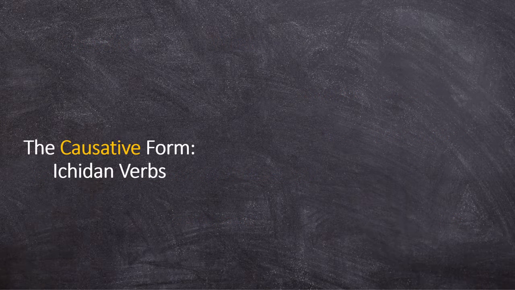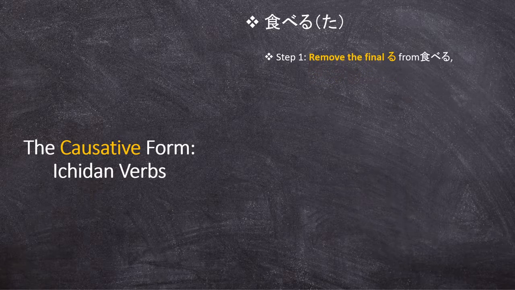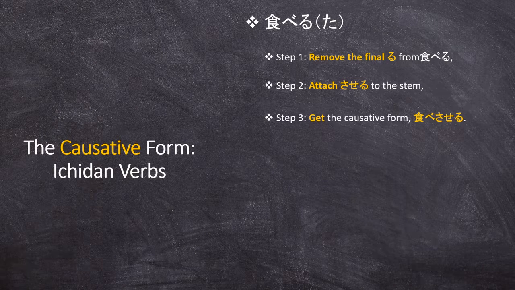And so, how can we do that for our Ichidan verbs? Let's say that we have taberu written before us and that we need to make its causative form. We will do that by first removing the final ru from taberu, and this is how we will get the stem, tabe. After that, we attach saseru to the stem, and this is precisely how we will get its causative form, tabesaseru. As you can see here, the crucial step is the first step, where you are removing the final ru in order to get the appropriate stem.